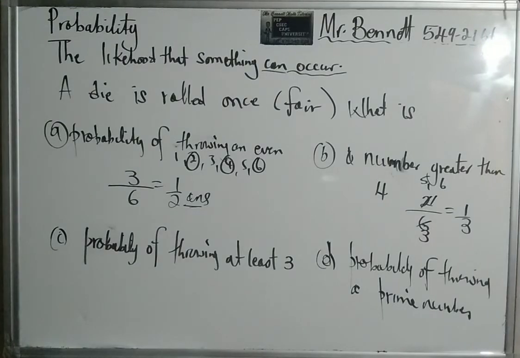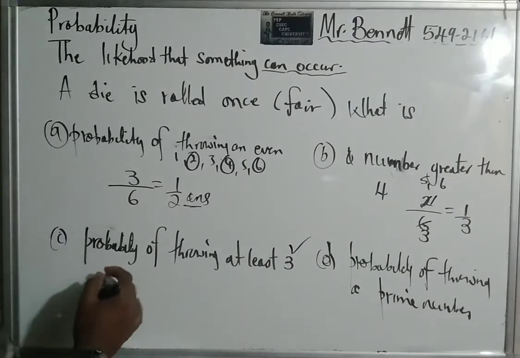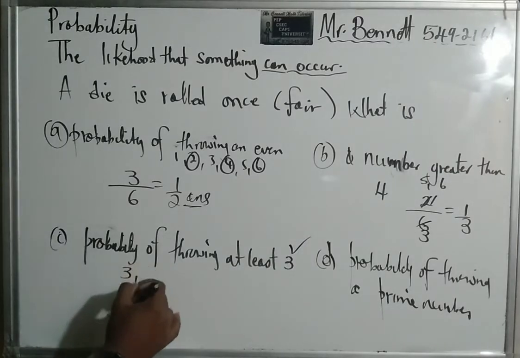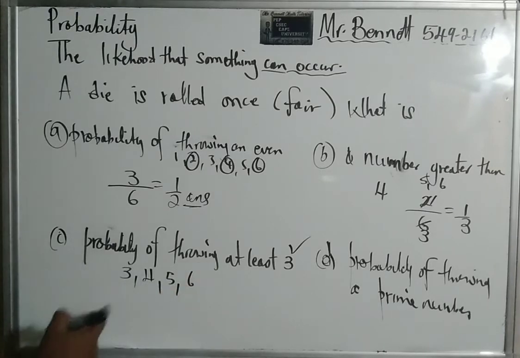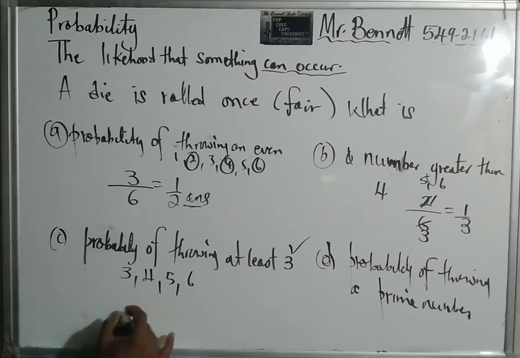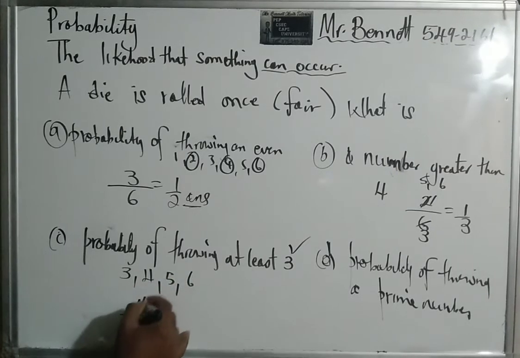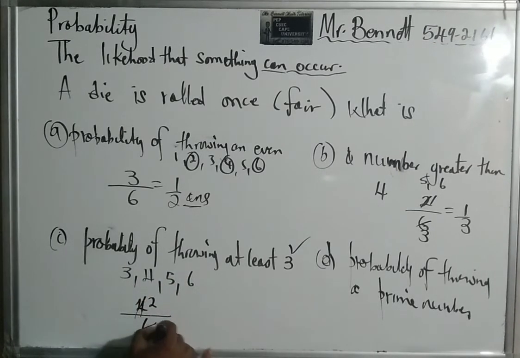The probability of throwing at least 3. What does at least mean? 3 is the lowest, right? So it can be greater. But at least 3. The number 3. So that will be 3, 4, 5, and 6. As I say, at least. So that would be 6 total, and it would be 4. So the probability would be 2/3.